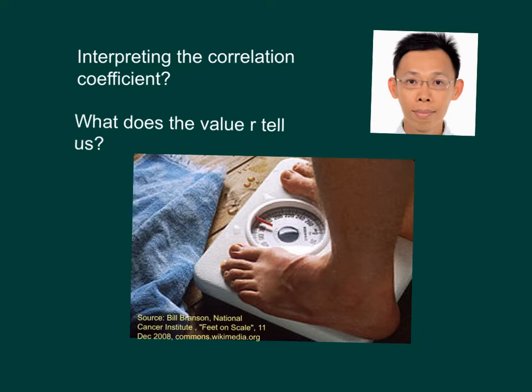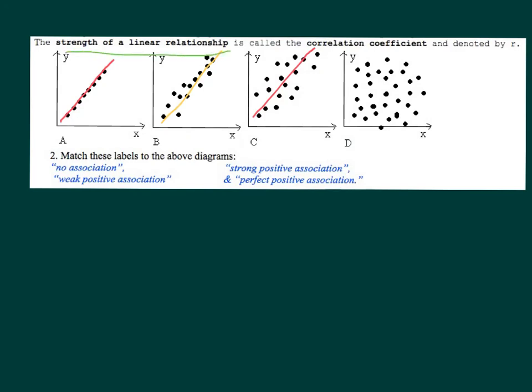Today we talk about interpreting the correlation coefficient. The question is, what does the value of R tell us? The strength of linear relationship is called the correlation coefficient and is denoted by R. In graph A, a straight line can be used to fit all these points. We say that here we have a perfect positive association and the R here is positive 1.